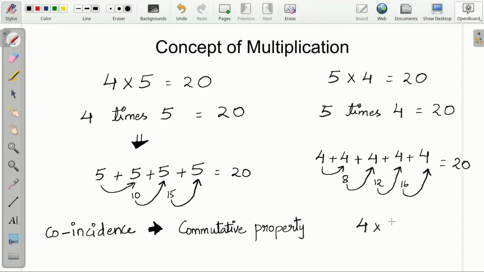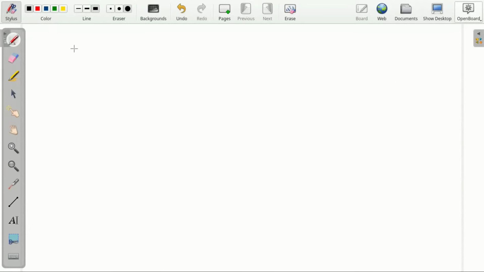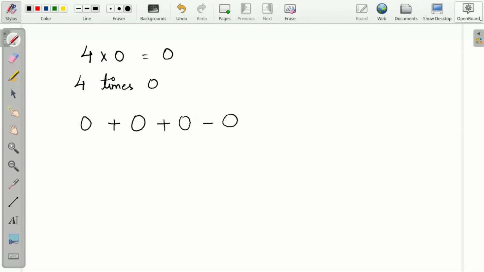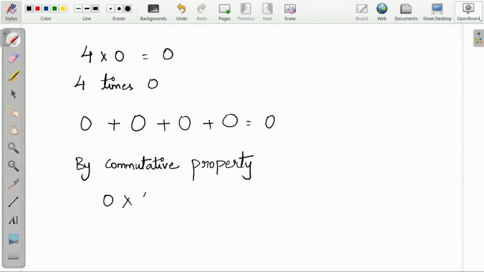That is, when we do 4 times 5 equals 20, then the numbers 4 and 5 can commute from one side of the multiplication sign to another. So now, if we multiply the number 4 with 0, we get a 0. That is 4 times 0. So we write 0 for 4 times, and if we add them, we definitely get a 0. And because of this commutative property, we can also say that 0 times 4 equals 0.